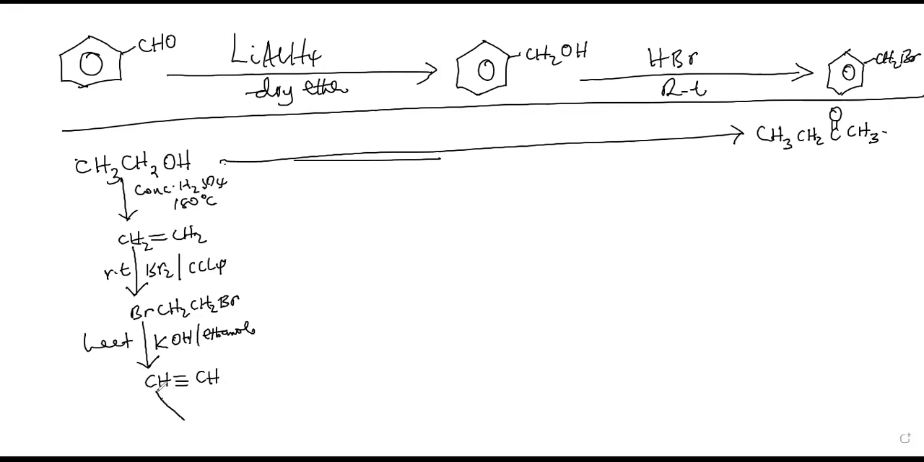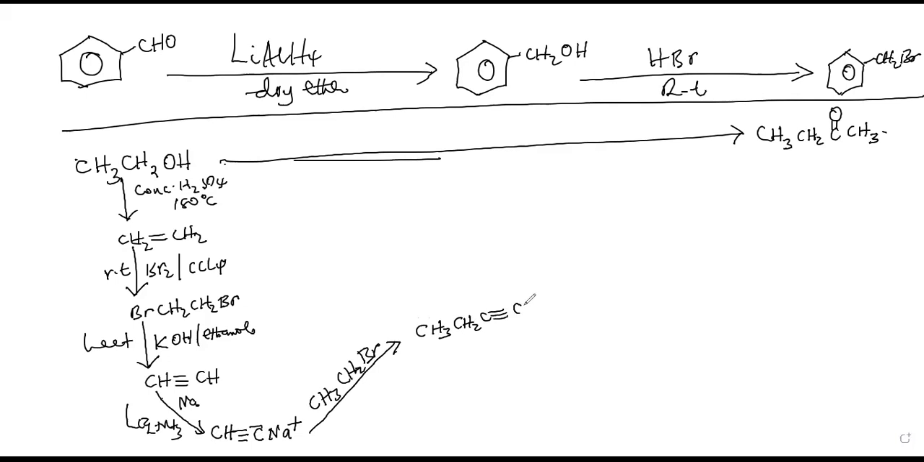If I'm to increase this carbon chain, I will add sodium in the presence of liquid ammonia. So I add sodium in liquid ammonia and automatically it will give me the sodium salt, which will be CH triple bond C minus Na plus. After forming this salt, you can add an alkyl compound that has the number of carbons you want. Since we are left with two carbons, because this is one, two, but we need four, we can add bromoethane, CH3, CH2, Br. In this case, you're going to form CH3, CH2, C triple bond CH.